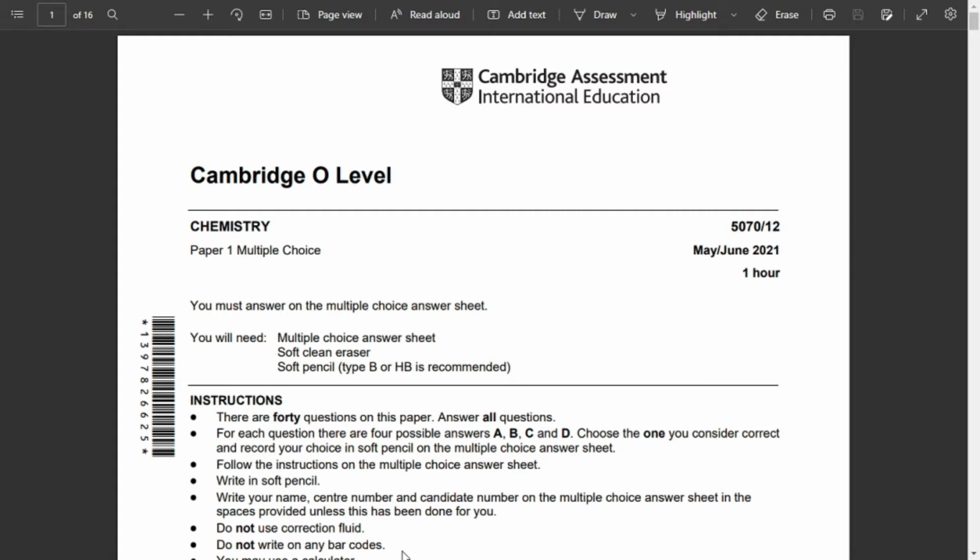This is the May 2021 paper, and this is variant 2. You have 1 hour to solve this paper. In 1 hour you need to solve it, and it has 40 multiple choice questions which you need to go through and solve all of them.